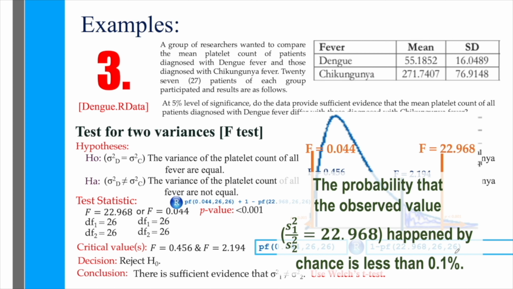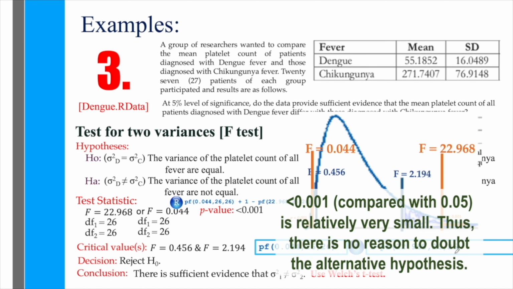Anyway, again, the p-value of less than 0.001 implies that the probability that the observed value, in which the ratio of the two variances is not equal to 1, happened by chance is less than 0.1%, which is extremely small. Thus, there is no reason to doubt the alternative hypothesis. That is why our conclusion this time is in favor of the alternative hypothesis, which implies that we're going to make use of the Welch t-test.